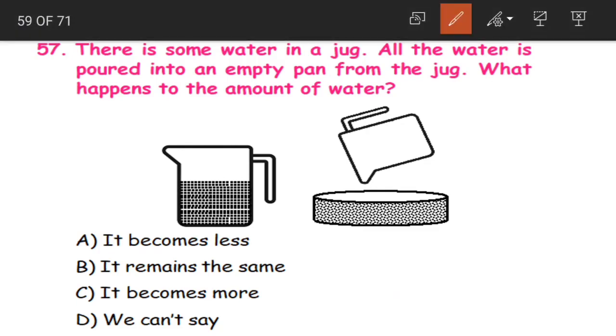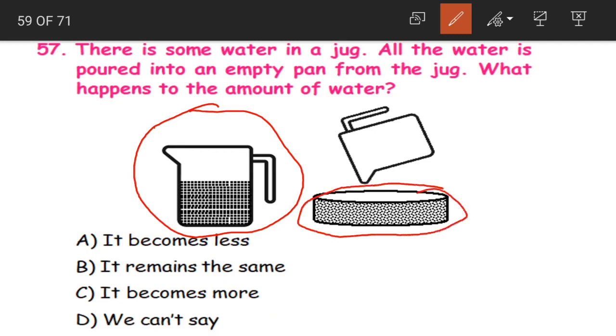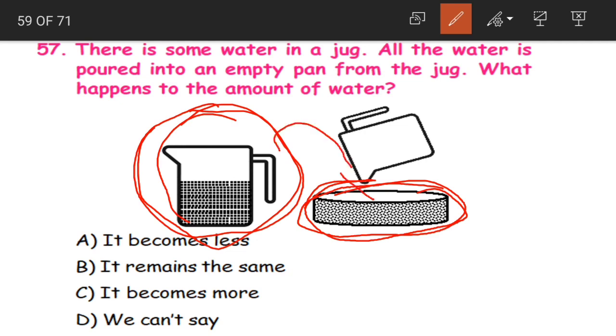57th question, children. There is some water in a jug. All the water is poured into an empty pan from the jug. What happens to the amount of water? See, children, here you have the jug in this picture and it is of a different shape. Again here you have another pan which is in circle shape. This is a long container which is vertical, and this is a circular shape horizontal container. So this jug water is poured into this pan.